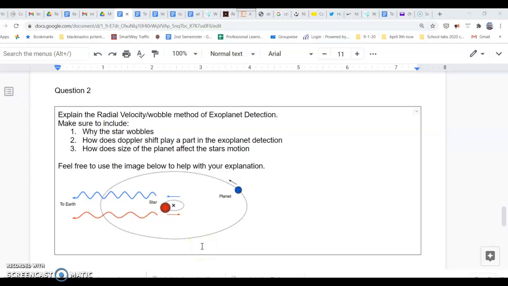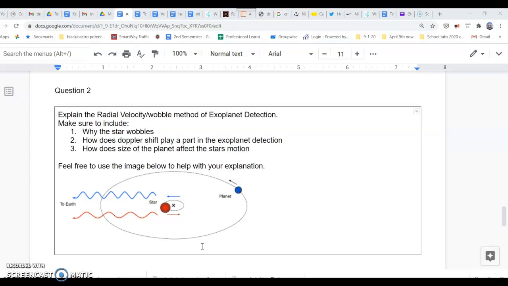The bigger the planet, the more the star is going to wobble back and forth. So smaller planets mean less wobble around the center of mass. Now also, we can detect the size of the planets based on the wobble size. But we can also detect the size of the exoplanet by the amount of shift we get in light from the star.